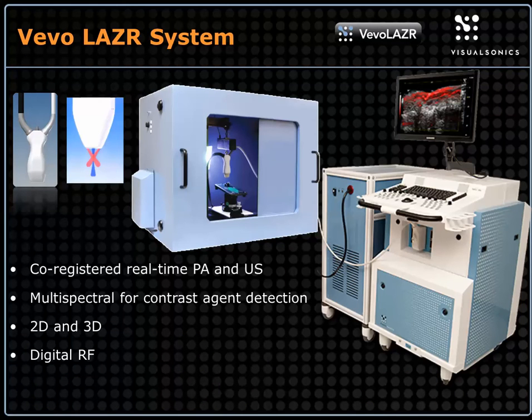So this is what the system looks like. Over here on the right-hand side, you've got the Vevo 2100. That's the guts of the ultrasound system. Beside it, you've got the laser. So all the different components of the laser, including the cooling system, the power supply, the optics, energy monitoring, everything is built into this box here. And we deliver the light through a fiber optic cable and right through the transducer itself. And then we can collect the ultrasound via this cable here.